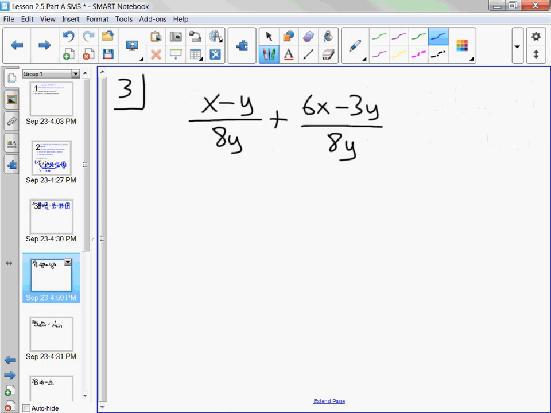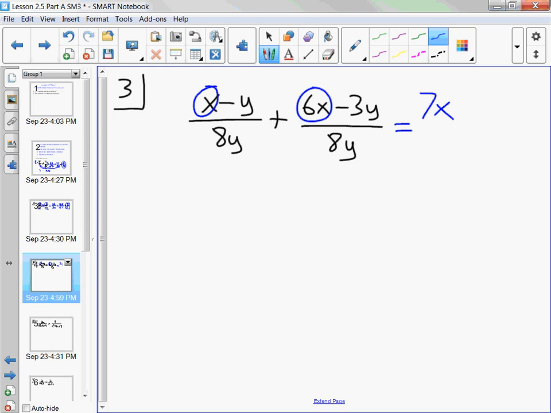Okay, we'll do problem number 3. You'll see that problem number 3 also has a common denominator, 8y. So all we have to do is add the numerators. Well, I have to add like terms. I see that x right here and 6x are common. They're like terms, so I can go 1x plus 6x makes 7x.